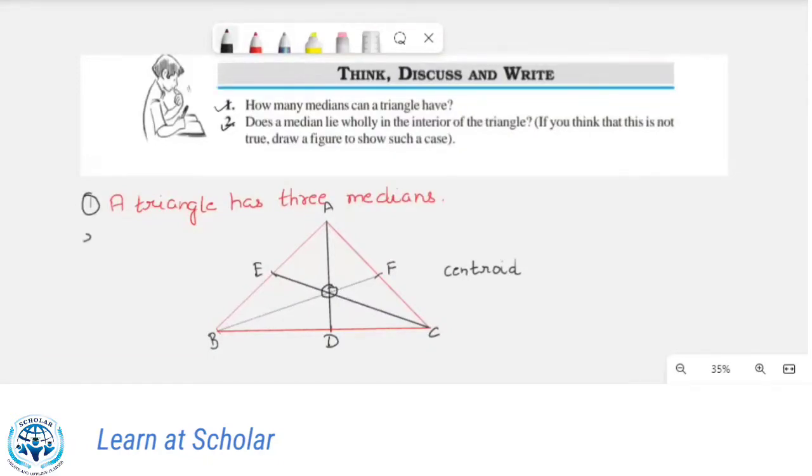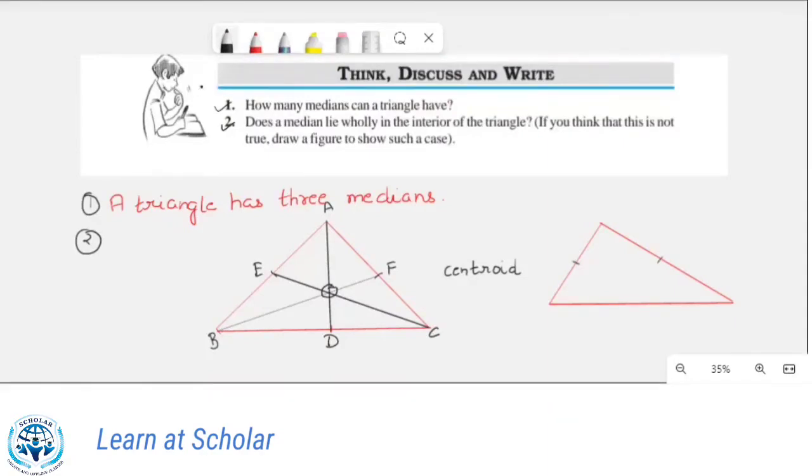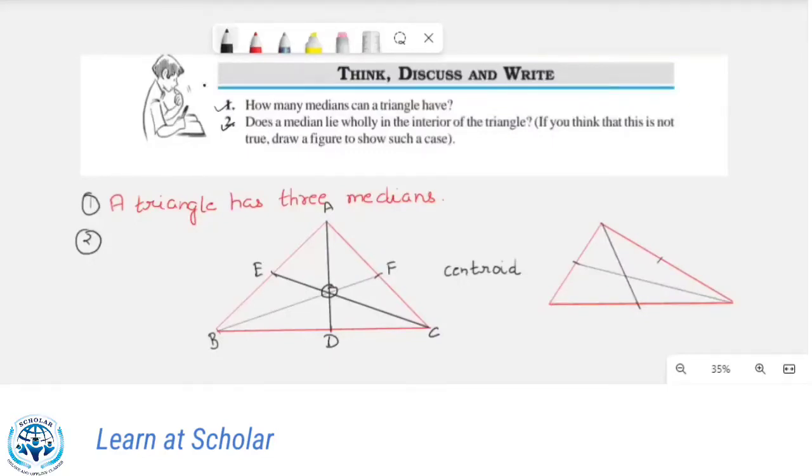The second one, does a median lie wholly in the interior of the triangle? If you think that this is not true, draw a figure to show such a case. So the first one was the equilateral triangle. Now I have drawn the scalene triangle, and we can draw the medians by finding the midpoints of the sides and joining the vertex to the midpoints. This is clear from both the triangles that medians lie wholly in the interior of the triangle.